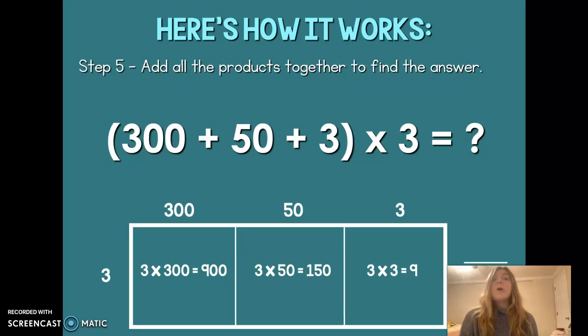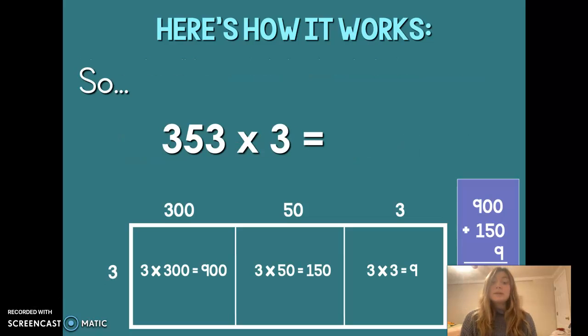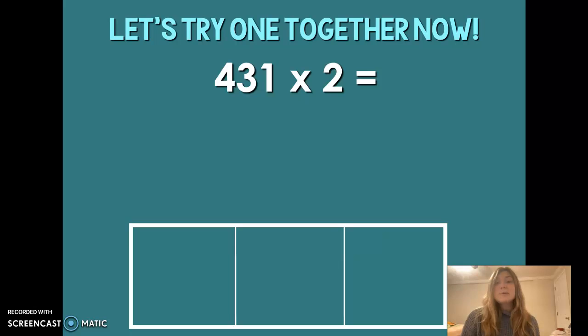Step 5 is to add all of my products together to find my answer. So I'm going to add 900 plus 150 plus 9. When I do this, I'm going to get 0 plus 0 plus 9 is 9, 0 plus 5 is 5, and 9 plus 1 is 10. Now, since this is the last place that I'm adding, I can keep it as 2 digits, as a 10. So 353 times 3 is 1059.